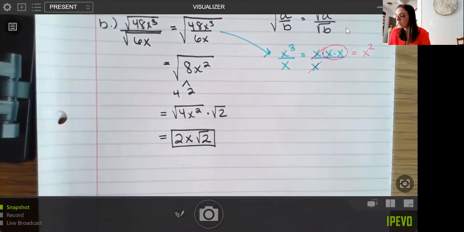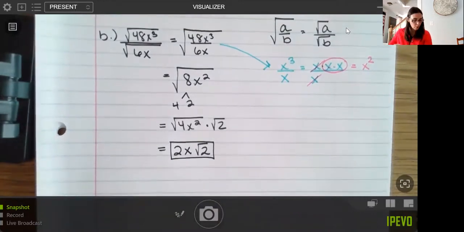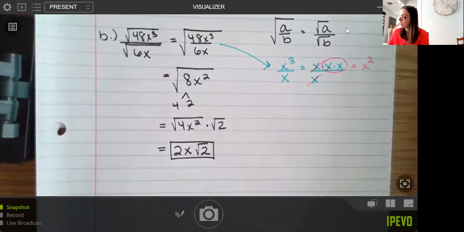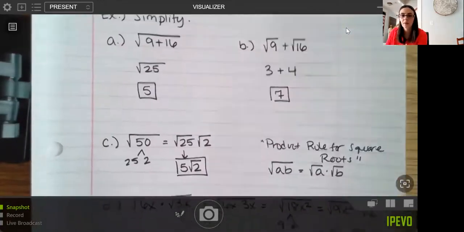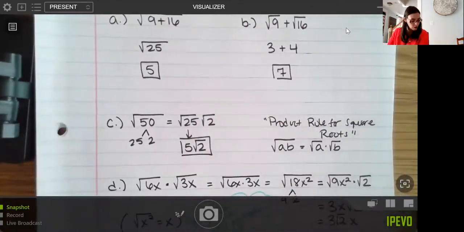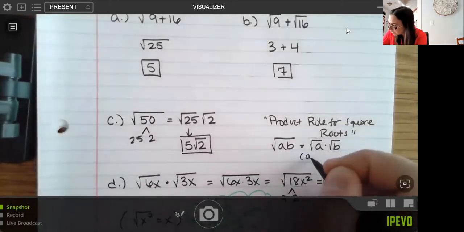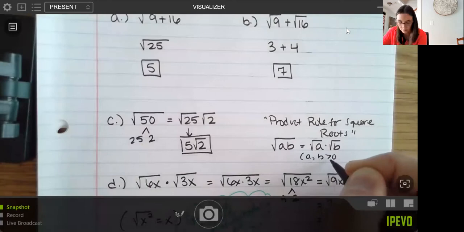Now, the other thing I do want to clarify here is that when you're using the quotient rule and the product rule, I kind of skipped over this idea, but you are assuming that your values on the inside are not negative. So we are making that assumption that we're not dealing with any negatives on the inside. So we do have that to be careful of here. So maybe I'll make a note, A and B are both greater than or equal to 0.